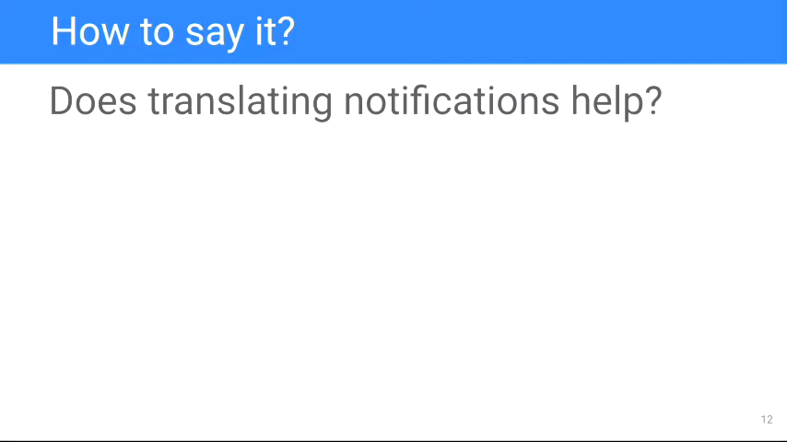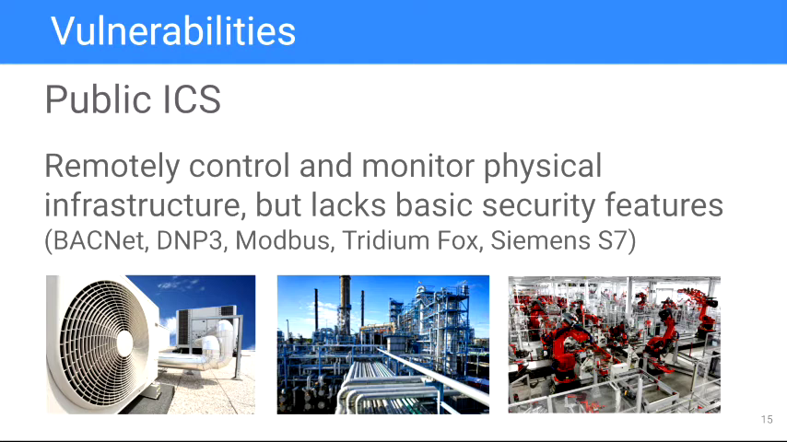So what are the vulnerabilities that we look at? We look at 3 classes of security vulnerabilities or security misconfigurations. The first are publicly accessible industrial control systems, or ICS for short. For those of you who are unfamiliar, these are devices that allow for remote control or monitoring of physical infrastructure, such as HVAC systems, power plants, manufacturing plants, so critical stuff. But often the protocols that these devices communicate on lack basic security features, such as authentication or encryption, and vulnerabilities have been found in these protocols in the past.